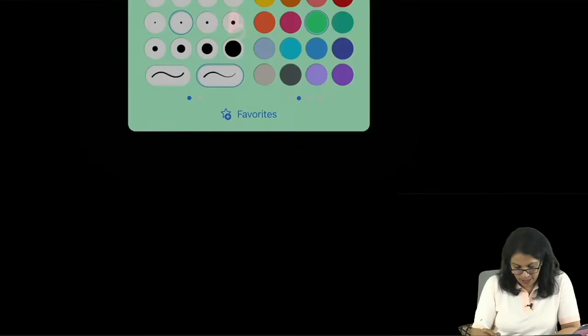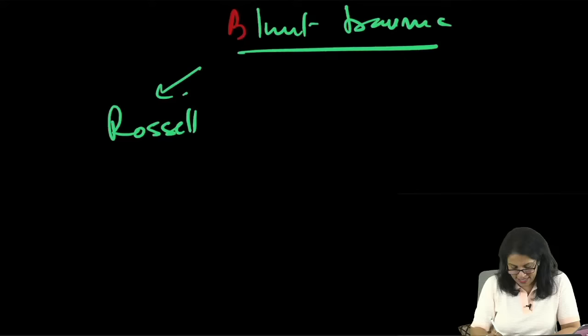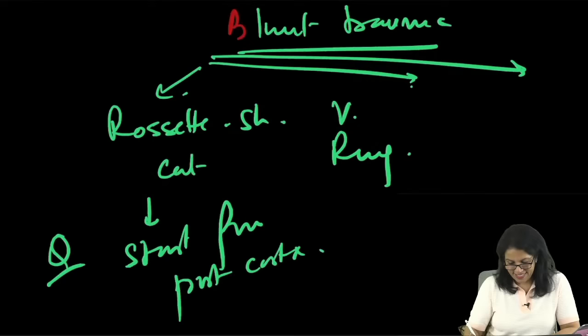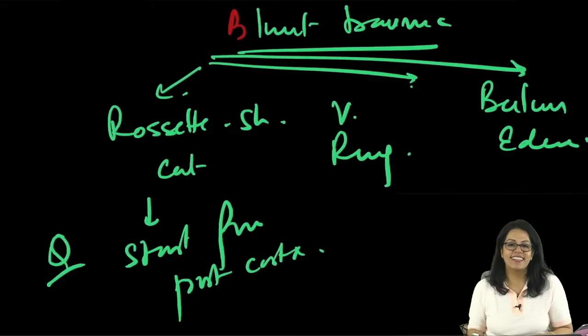I hope you all remember rosette-shaped cataract. Rosette-shaped cataract, this is another question we will answer, starts from the posterior cortex. And of course, Vossius ring. What else? Berlin's edema, we also call it commotio retinae. What else at your level? You should also know your angle recession glaucoma.